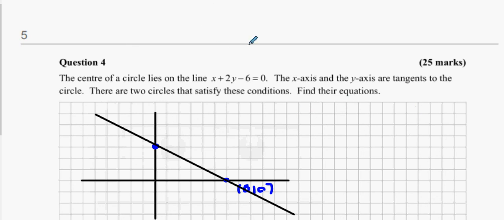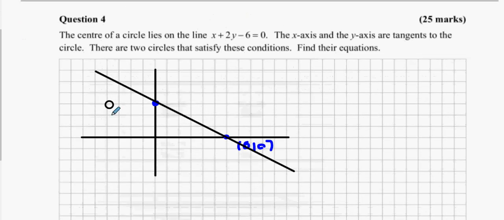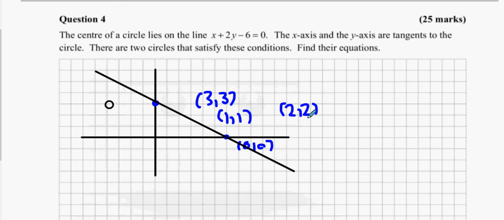What we know about when the y-axis and the x-axis are tangents, what always happens in a case like this is that you write down g squared equals f squared equals c. Now, what I mean by this is that, for example, you could have a point here. Let's say the center of the circle could be 3, 3. It could be 1, 1. It could be 2, 2. In this case, the g value and the f value squared will equal each other, okay?